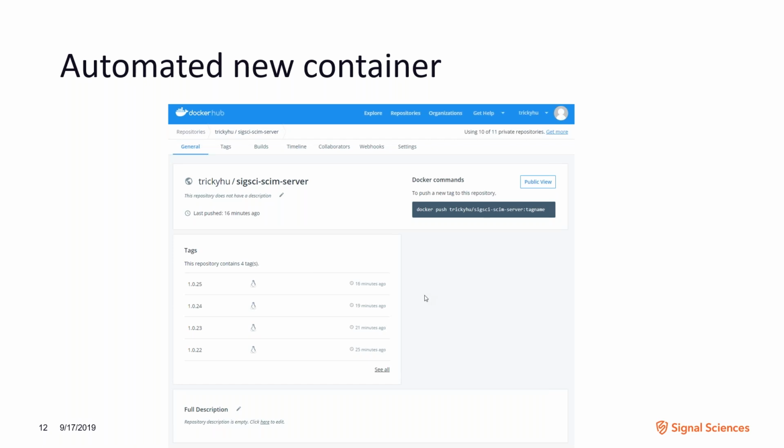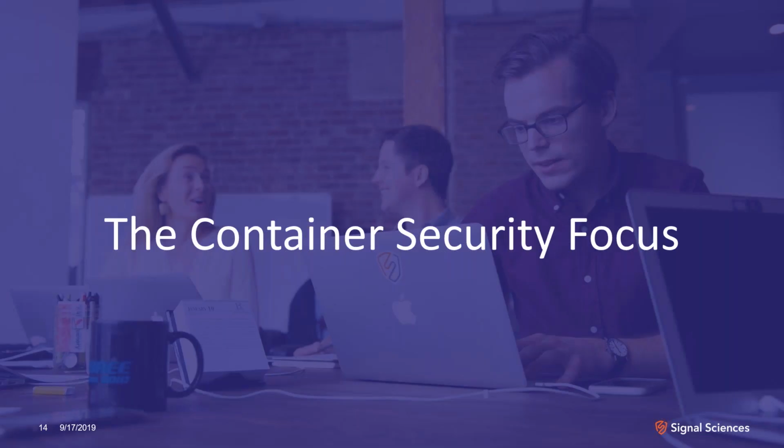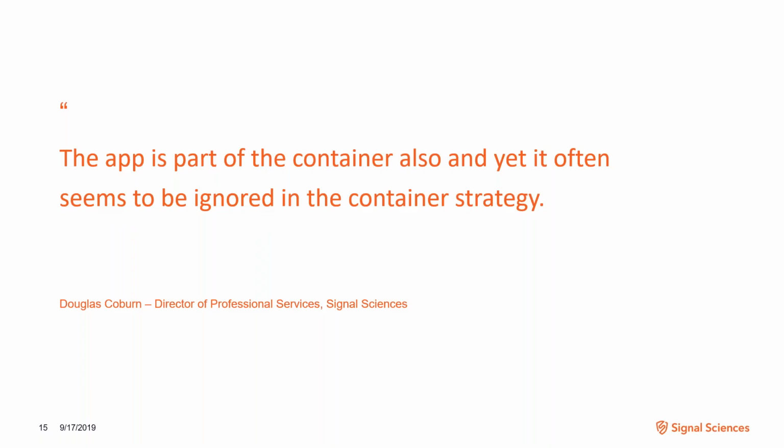So we can see here that the process kicked off and had a new container. And finally, I have a deployment here where it's been deployed in the environment with that container, all with me just doing a check-in to GitHub. So again, and this is something that I say when I talk to a lot of my customers, the app is part of the container. It's not an afterthought, or a separate security model you need to think about, but it needs to be part of your container strategy.